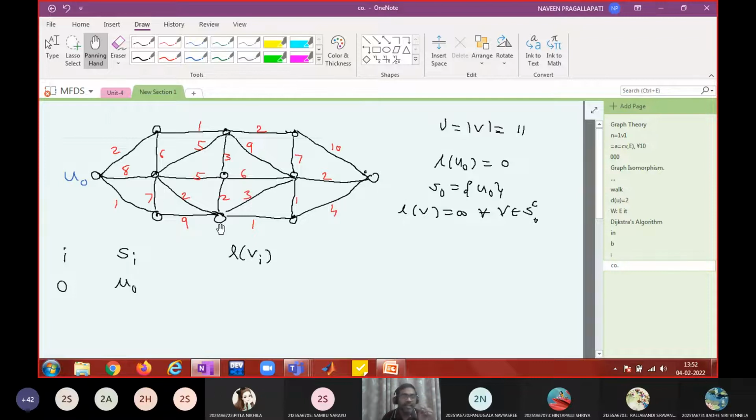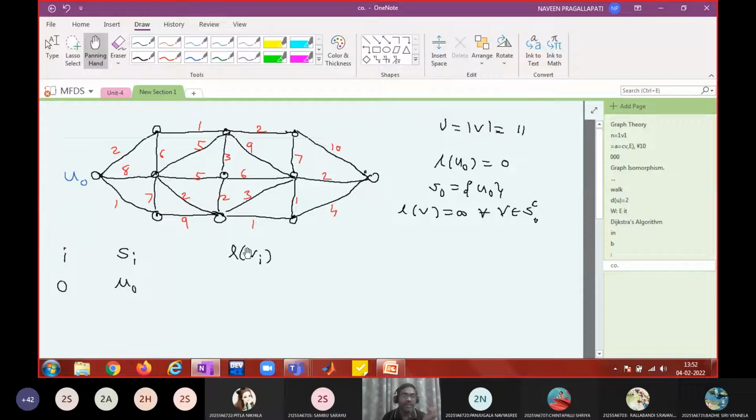After assigning the distances, among these distances identify the vertex with minimum distance. Let us say this is having two distance, this is having three distance, this is having four distance, five distance, six distance. Six distance is the shortest distance from this node to this node. So among all these nodes, which node is really shortest? That means minimum of minimum distances.